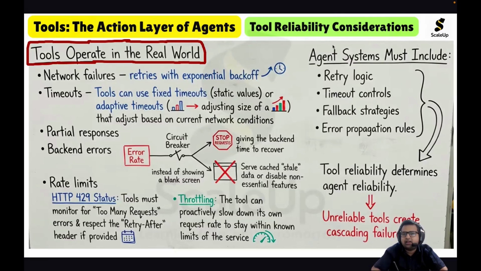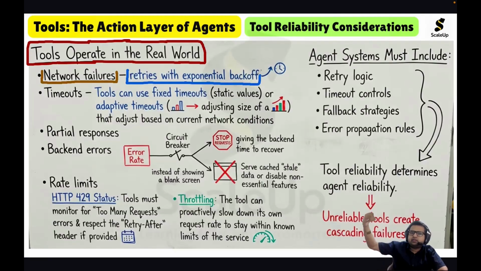Tools must handle network failures, because let us suppose a tool is trying to communicate or interact with an API, and any network failure occurs. Tools should handle that. So if a network failure occurs, what should tools do? They should keep on retrying, establishing the connection with exponential backoff.